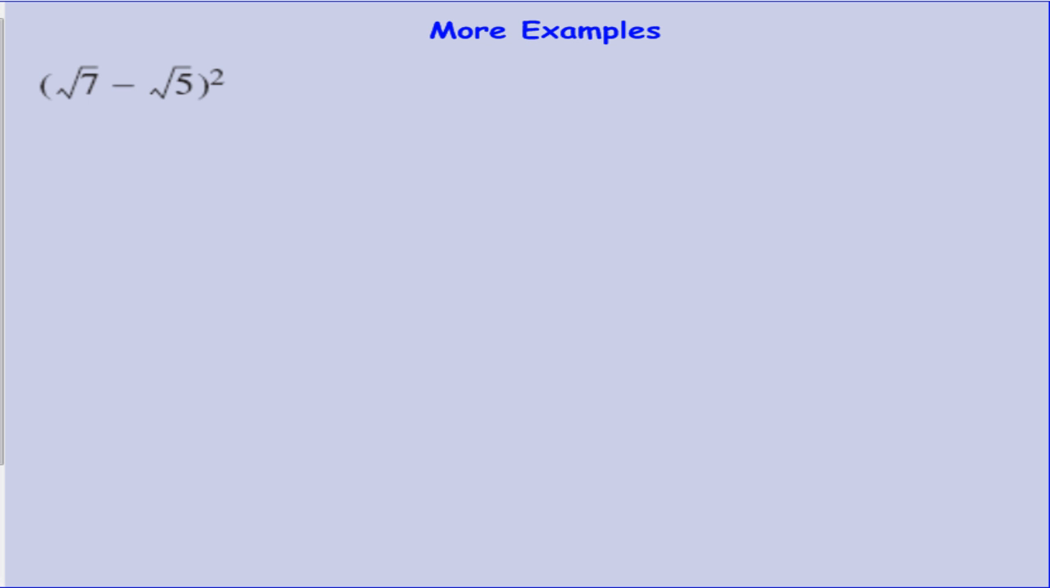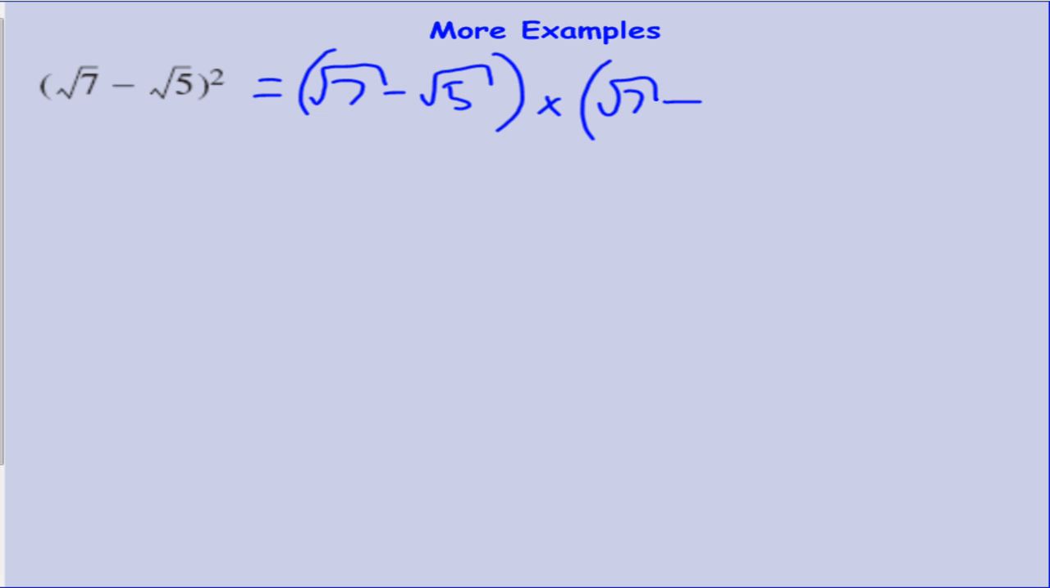That is, it is a binomial product because it's 2 terms added or subtracted together, multiplied by another 2 terms added and subtracted together, but they are the same in this case. So we have the square root of 7 minus the square root of 5, and that squared sign means that it is multiplied by itself. So it's the square root of 7 minus the square root of 5.